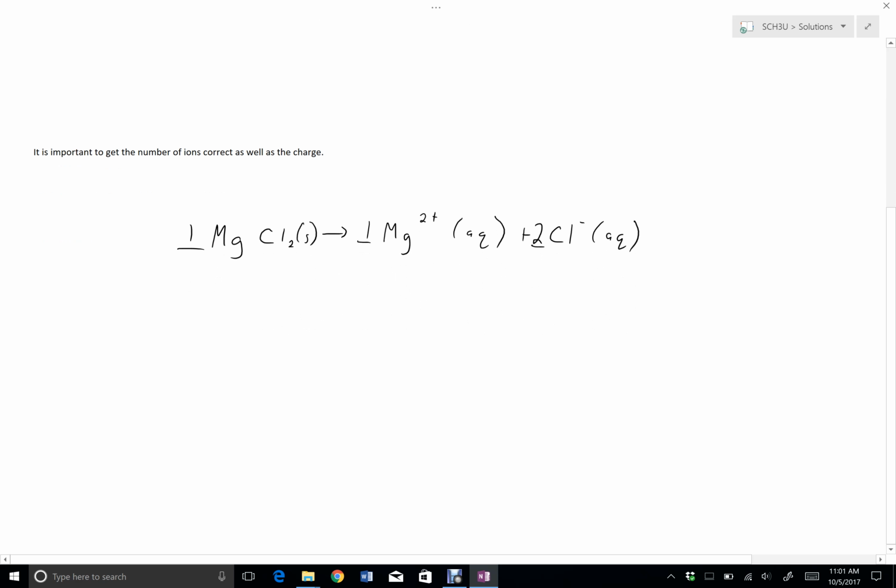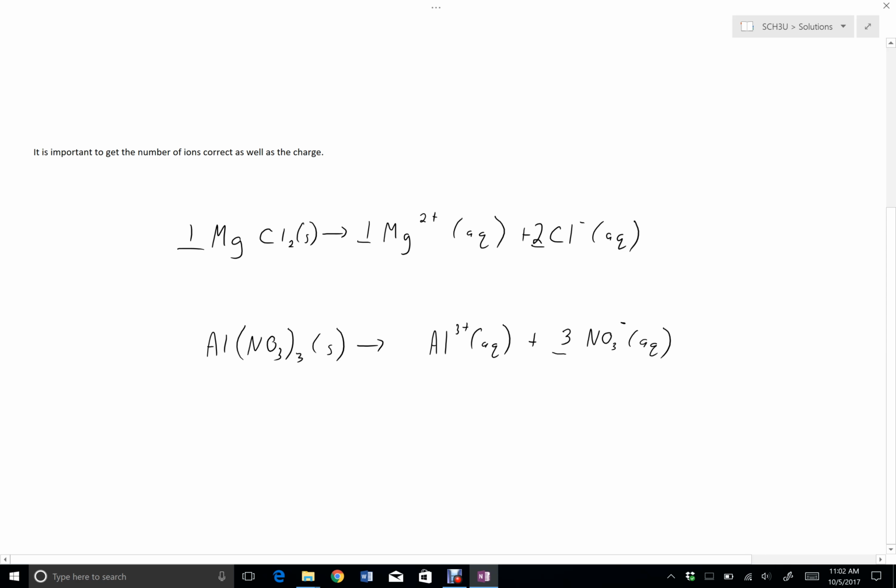One more time, if we have something bigger, like say aluminum nitrate, which was a solid, and we want to show it dissolving in a liquid. Here we see that we produce 1 aluminum ion with a charge of 3+, and that ion is now aqueous. And we produce 3 nitrate ions with a charge of -1, and those ions are now aqueous.